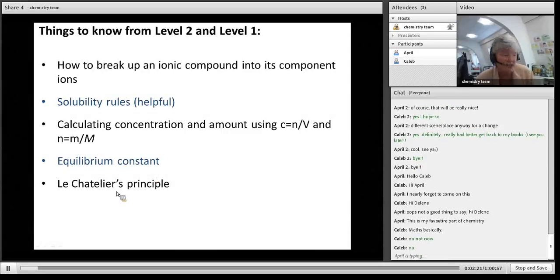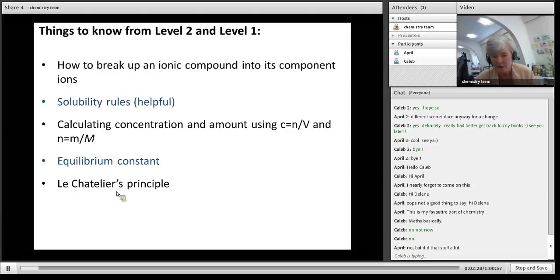So just checking, have you done the 2.6 last year, even if you didn't sit the exam? That's the chemical reactivity one. Okay, so Caleb, you don't know pretty much anything about equilibrium constant, is that correct? Okay, right. Well, we'll go over it and hopefully it'll make sense.